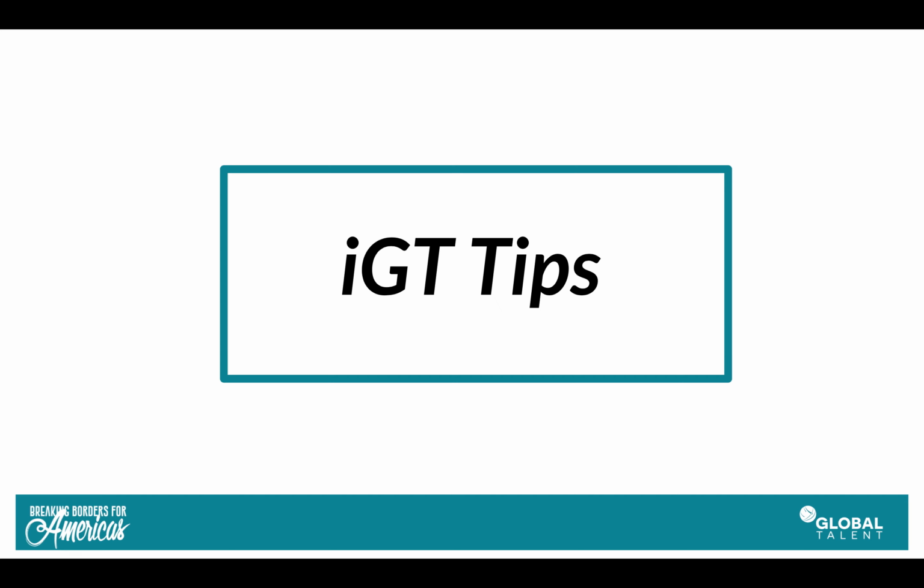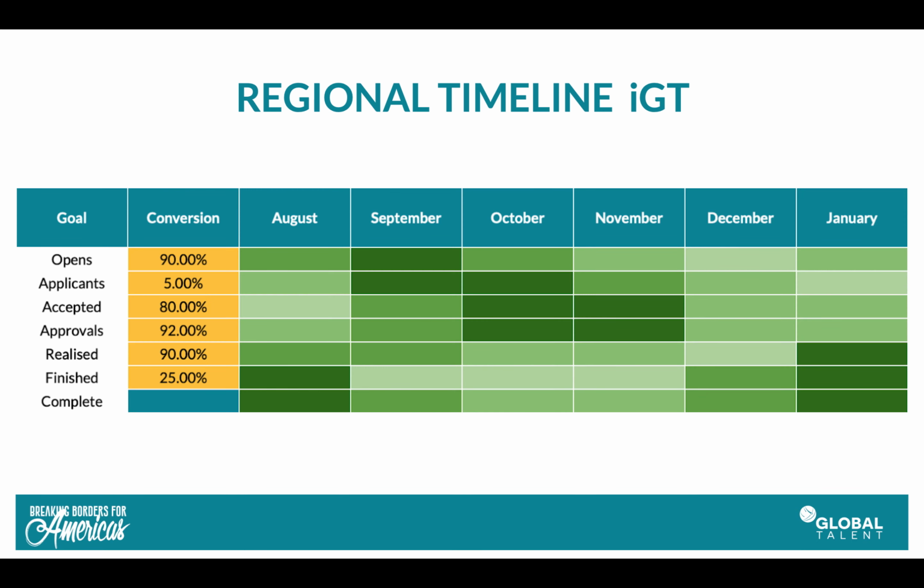First, we will start with IGT tips. I want to present the regional timeline for IGT. You can find the conversion from open to complete, that's the ideal conversion, and you will find the focus for the month. All the parts in hard green are the focus of the month. For example, during October, the focus should be applicants to approvals.